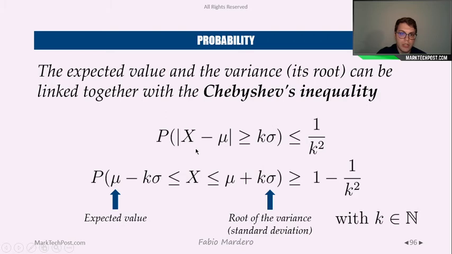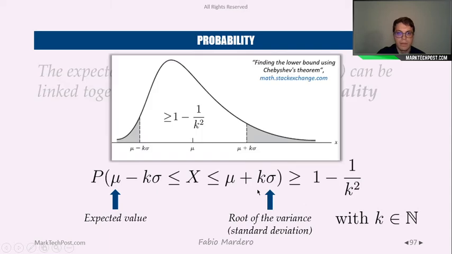And the range is defined choosing mu and going k sigma to the left and k sigma to the right. Like this. We define mu, we go k sigma on the left and k sigma on the right. And what is inside here has a probability to happen that is equal or greater than 1 minus 1 over k squared. And this is a probability distribution.